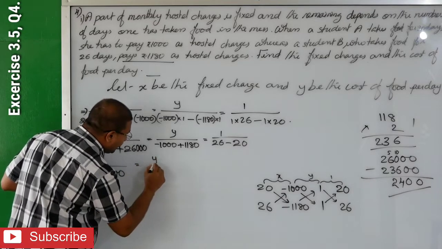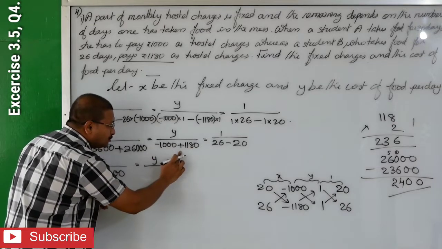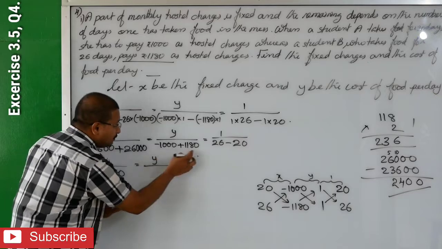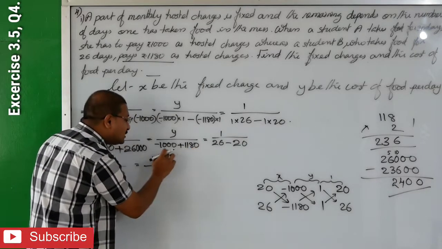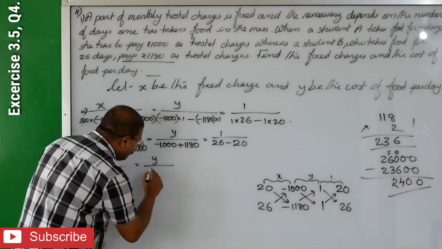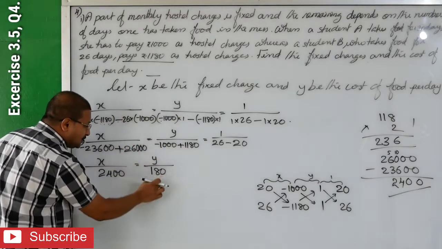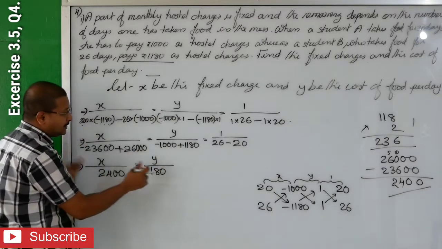equals y by, now what do you do? Minus and plus, see, minus 1000 plus 1180. So what do you do? Will minus, see, when you subtract, what are you going to get? 1180 minus 1000, what do you get? 180. Ready? And the bigger number is plus, so the answer is plus. Here see, bigger number is plus, so the answer is plus.